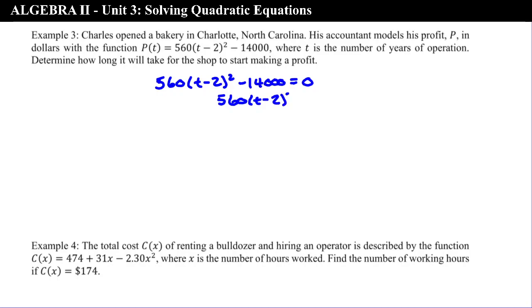We've got t minus 2 squared. We're going to add 14,000 to each side. Then we've got to divide by 560. So you've got t minus 2 squared equals 14,000 divided by 560, which happens to be 25. Now we're going to take the square root of each side.